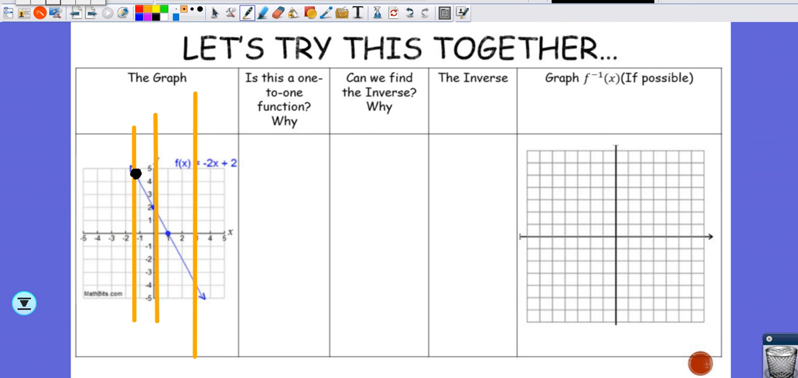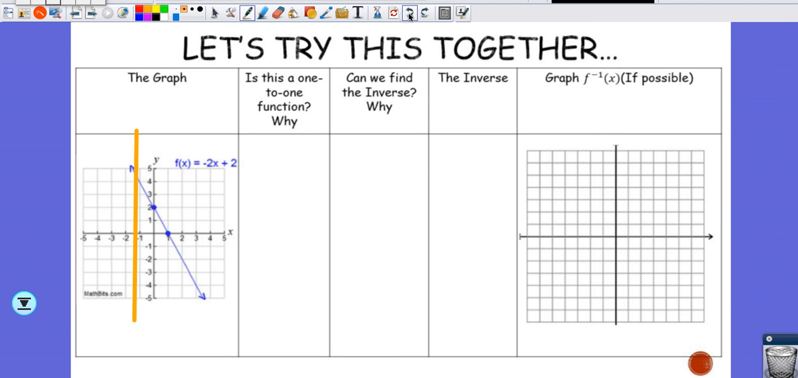So if I drag it here, it touches it once, we good. If I drag it here, it touches the blue line once, we good. If I drag it here, it touches the blue line once, we're fine. And I can keep putting these orange lines on here, and as long as it touches this blue line only once where I put it, then we're good. That's called a vertical line test. So we know this is a function, so we're good on that.